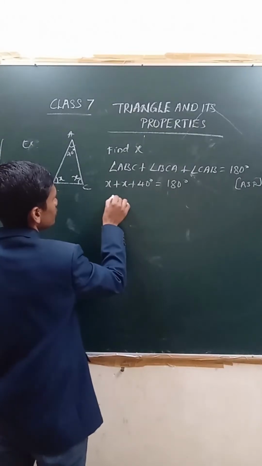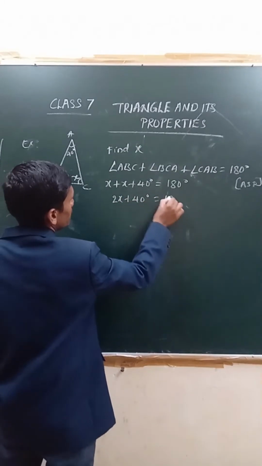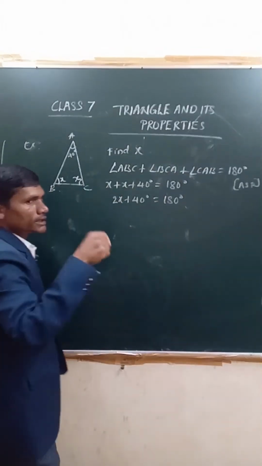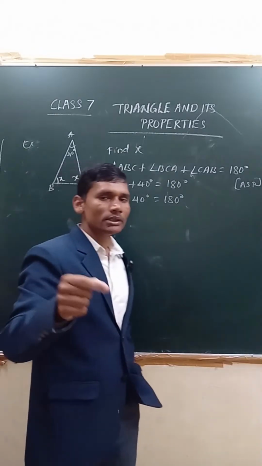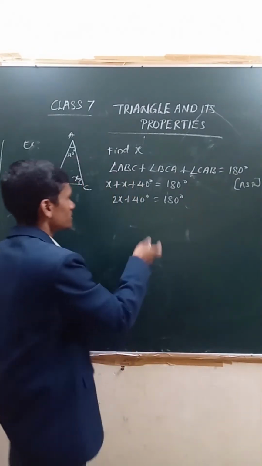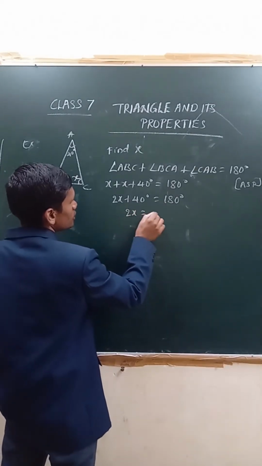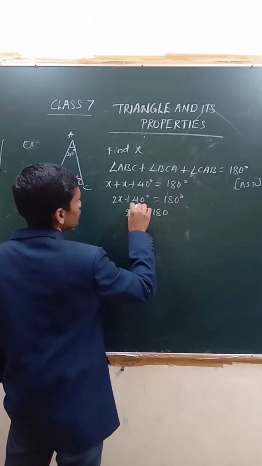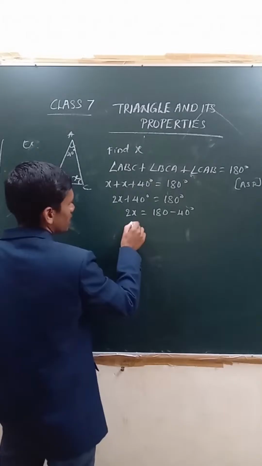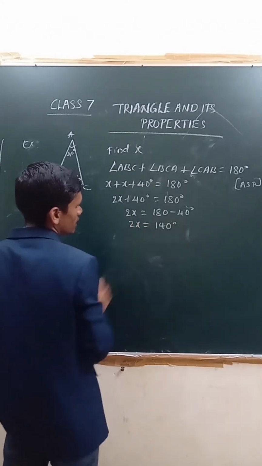Then x plus x is what? 2x plus 40 degree is equal to 180 degree, right? You can add these x and x. If they come, you can add x plus x, that is 2 times x. So 2x plus 40 is equal to 180. Now you take it like this, 2x is equal to 180. You shift this 40 to the other side, and it comes as minus 40 degree. Now 2x is equal to 140, you are getting it, right?